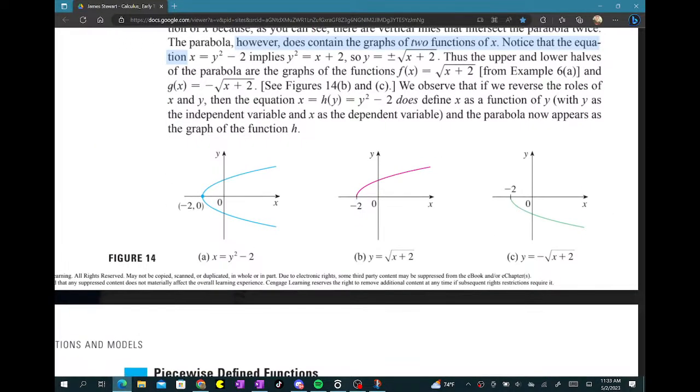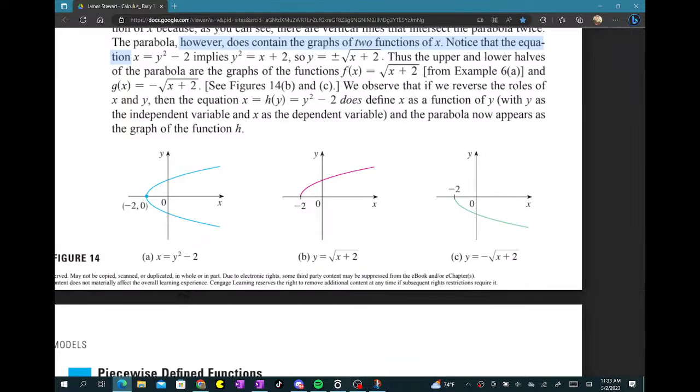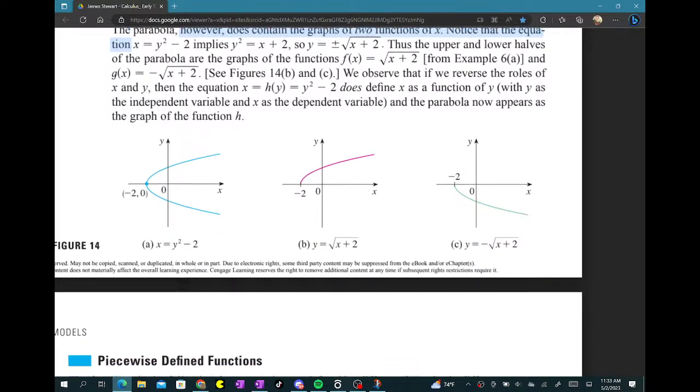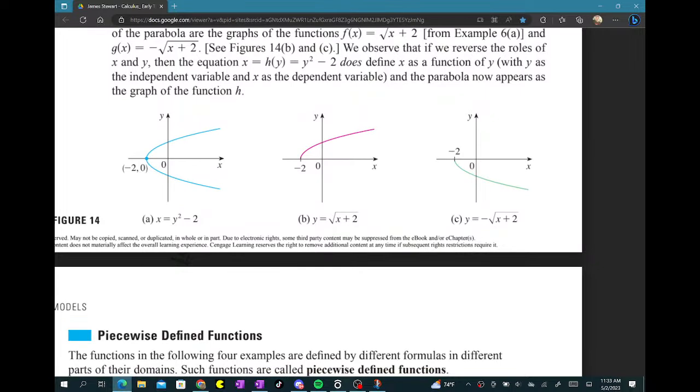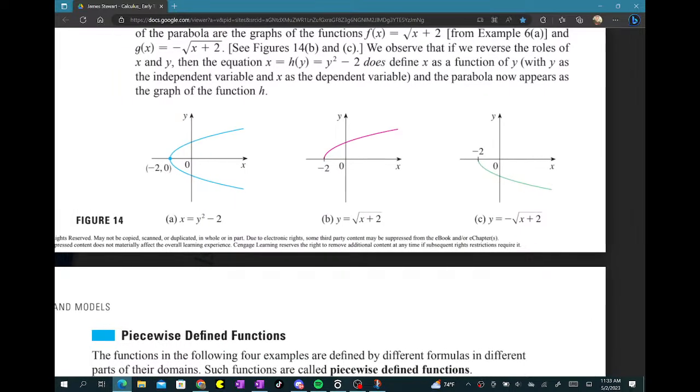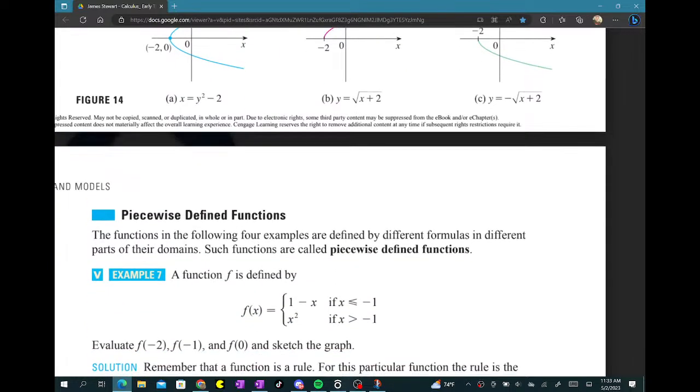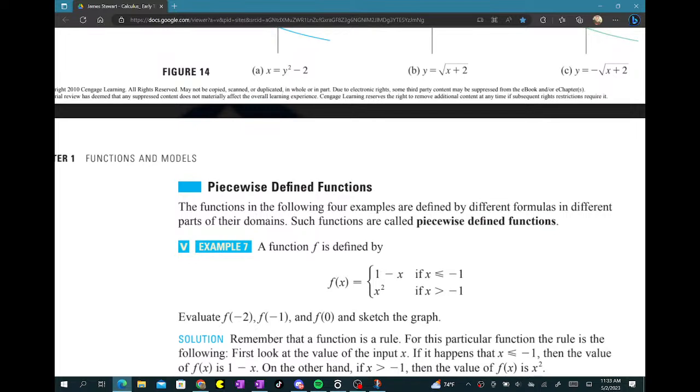But yeah, this is kind of how it goes here, right? It gives us these two different things, parts B and C, where they were the square root of x plus 2 and negative square root of x plus 2, which can't work. We can't have two different y terms, right? So it's not a function, right?